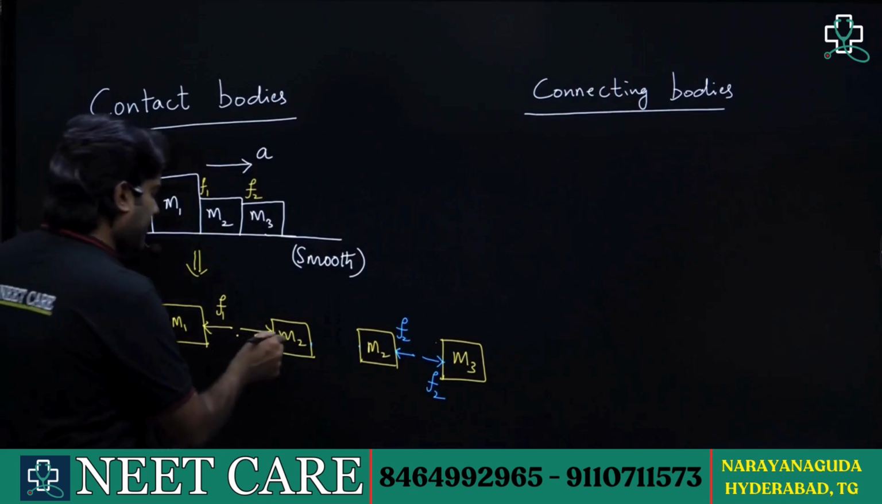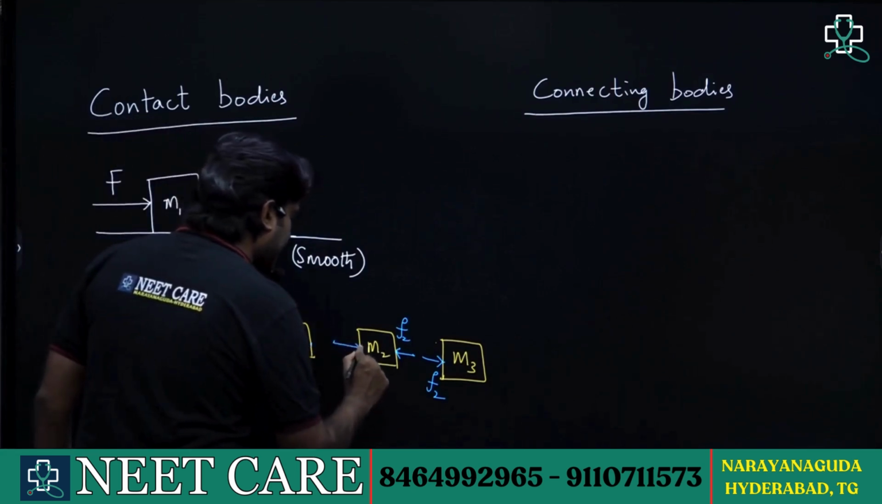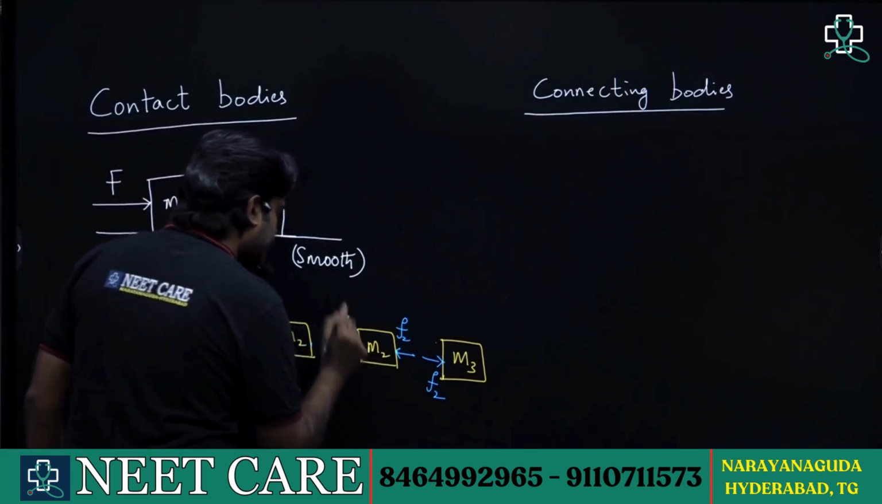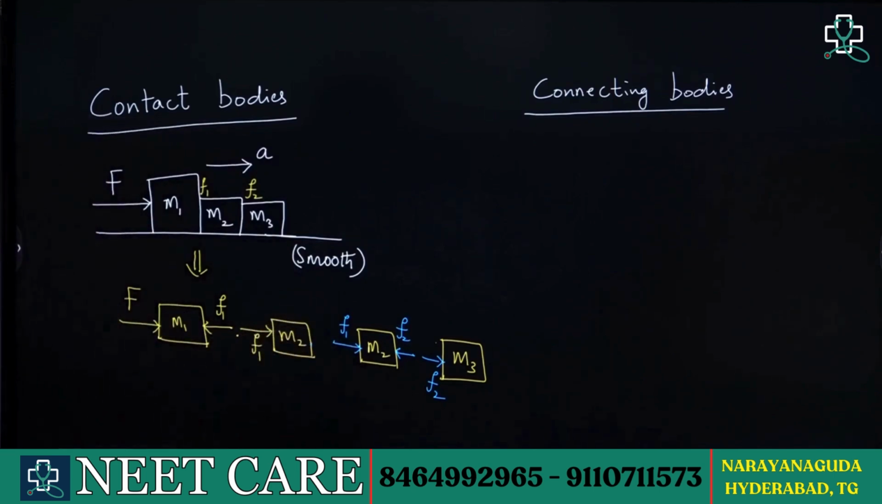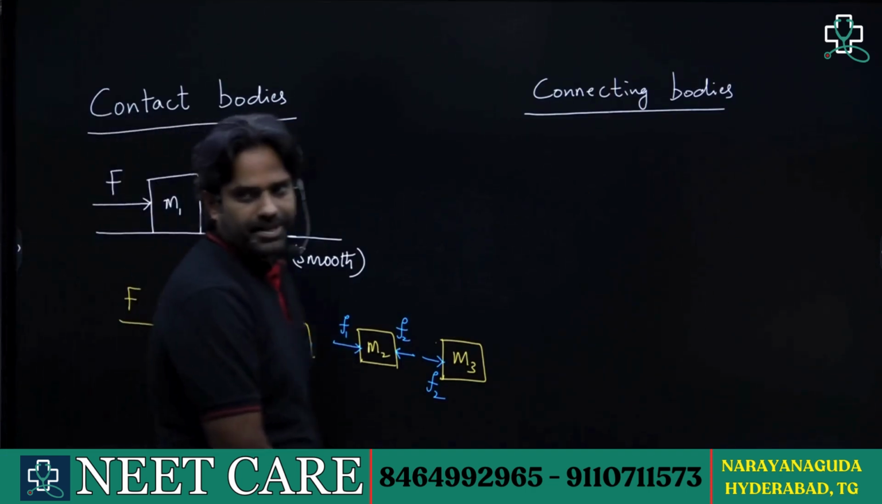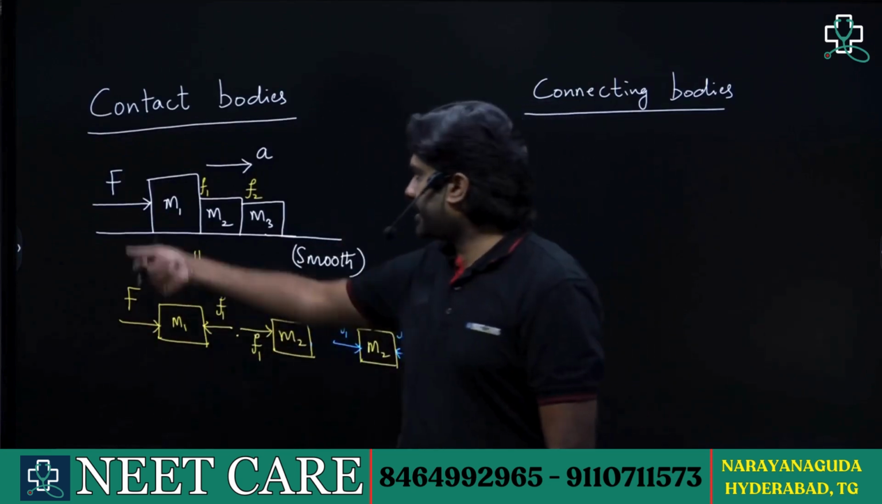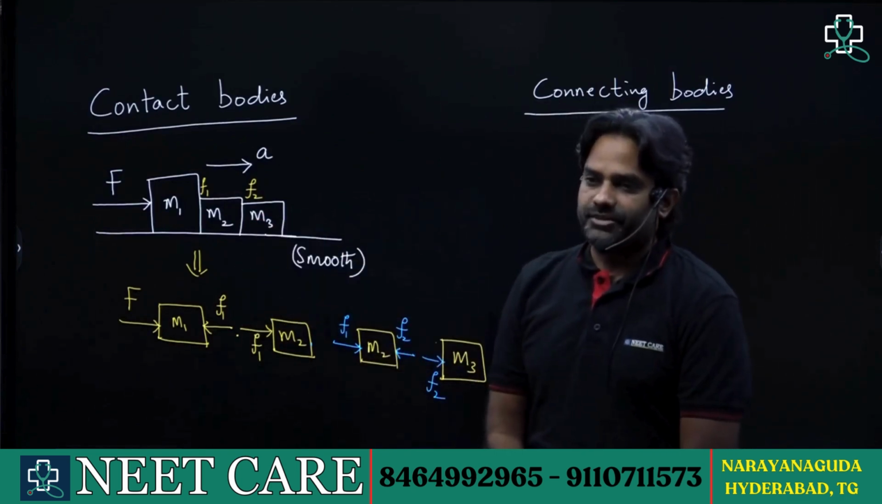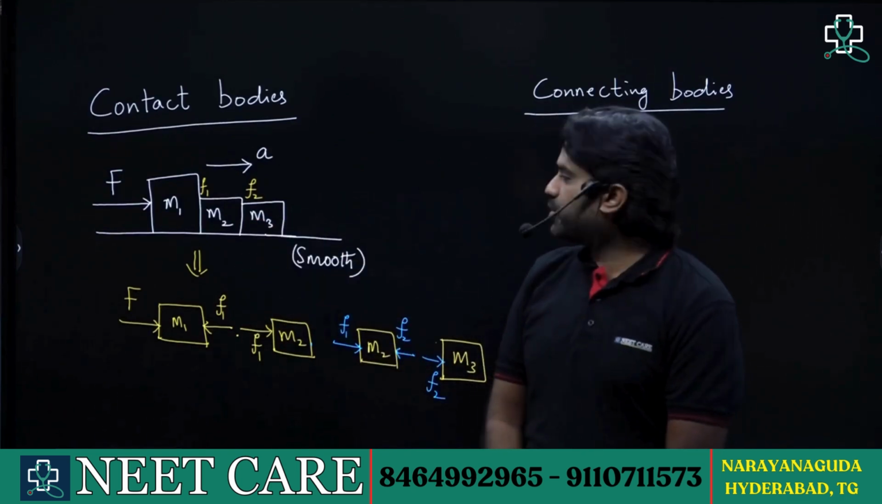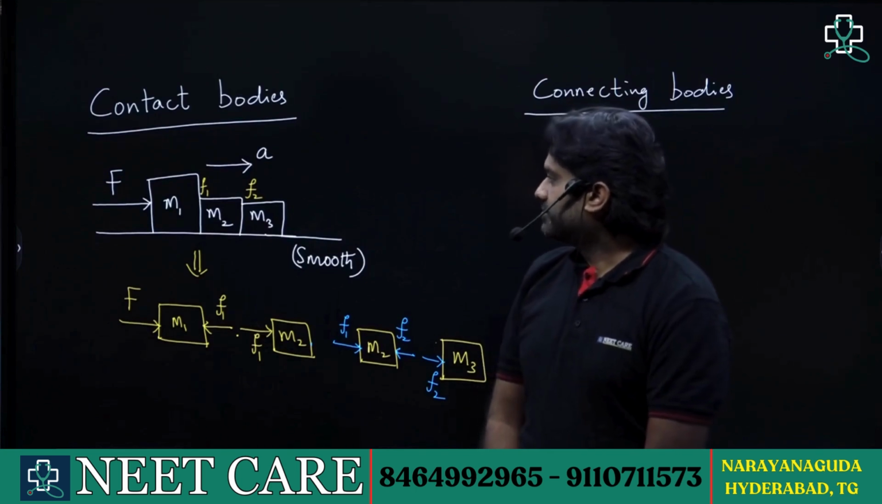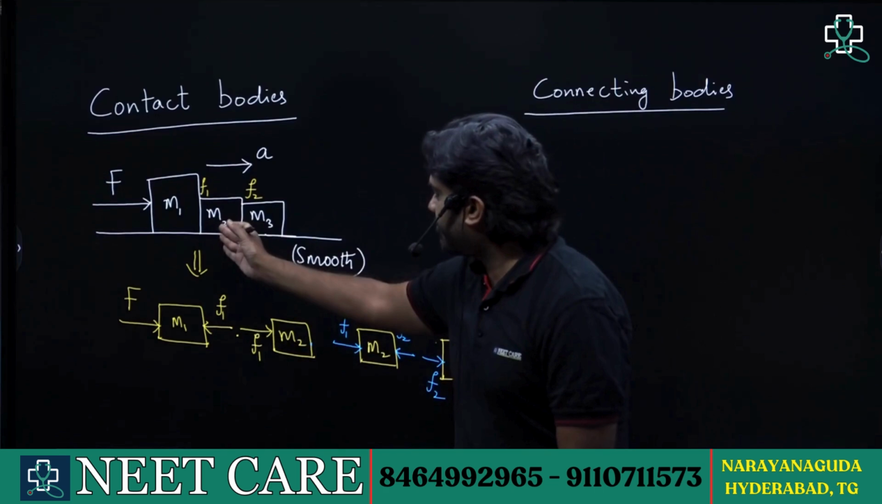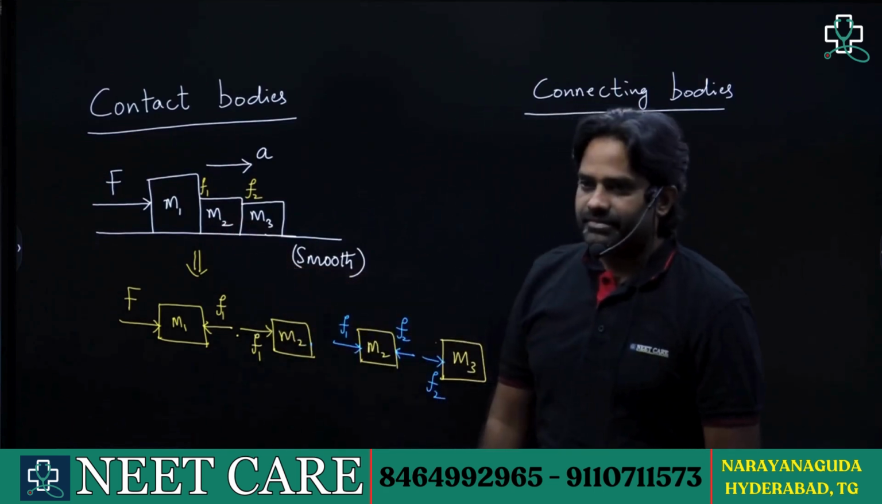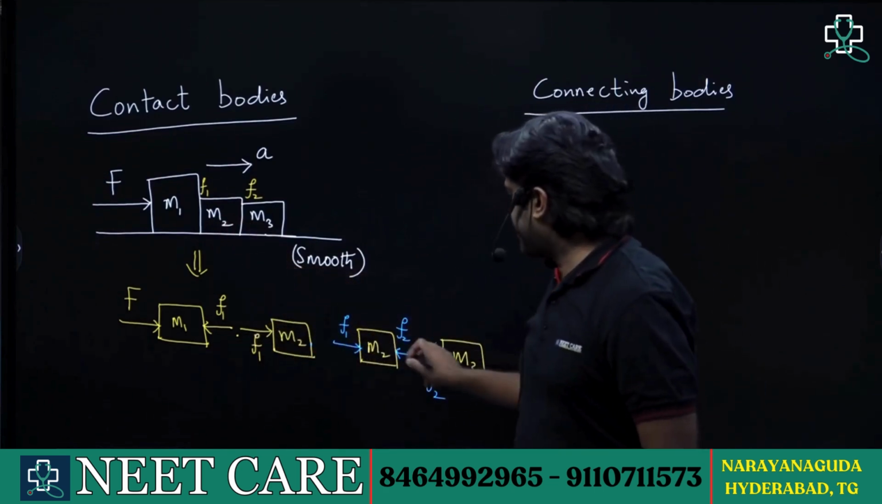And meanwhile M2 is also experiencing F1. That's it. This is a visualized FBD for understanding contact force related applications. Here capital F is applied on M1, M2, M3. Sorry, only on M1. But M2 and M3 are also moving due to the contact force between M1, M2 and M2, M3. And this is the contact force.